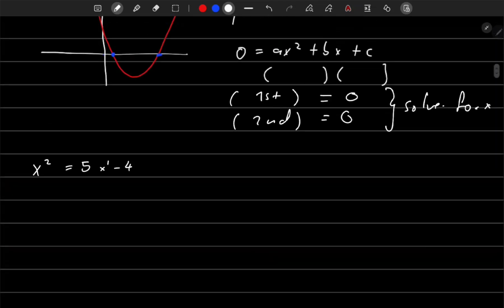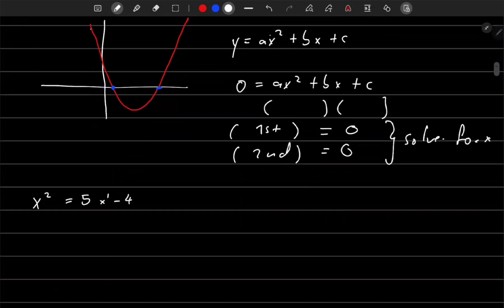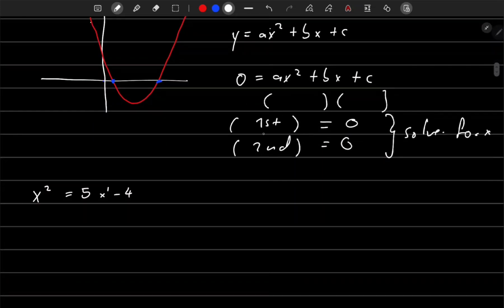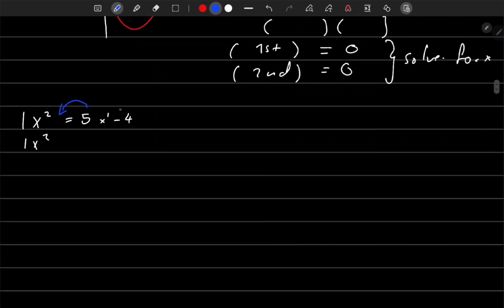So we must write it in the form ax squared plus bx plus c, and set that equal to 0. And then we get to this point where we have to equate the two brackets to 0. So here, first step, there's an a value of 1. This is the highest power, so it is a. So we can write it as 1x squared. Take this and move it to the other side. Take this 4 and also move it to the other side.